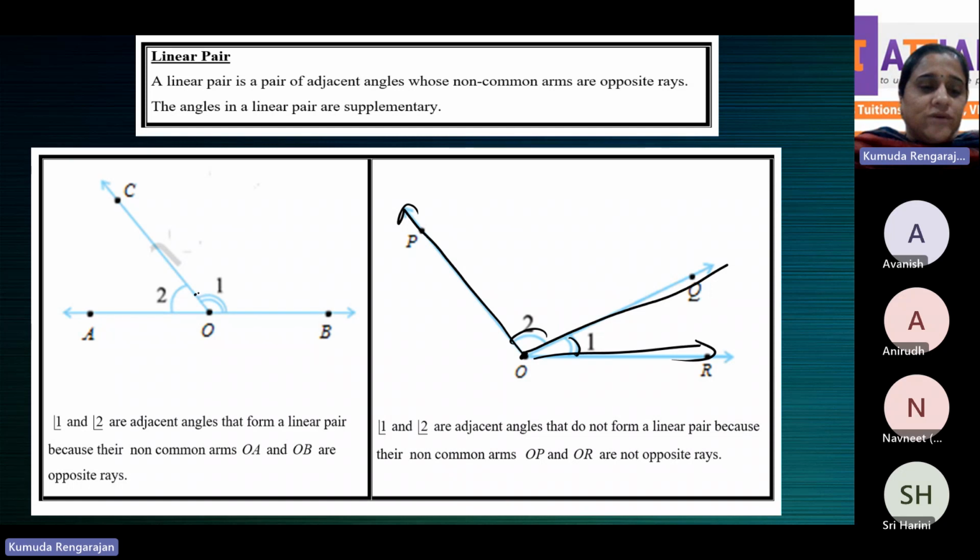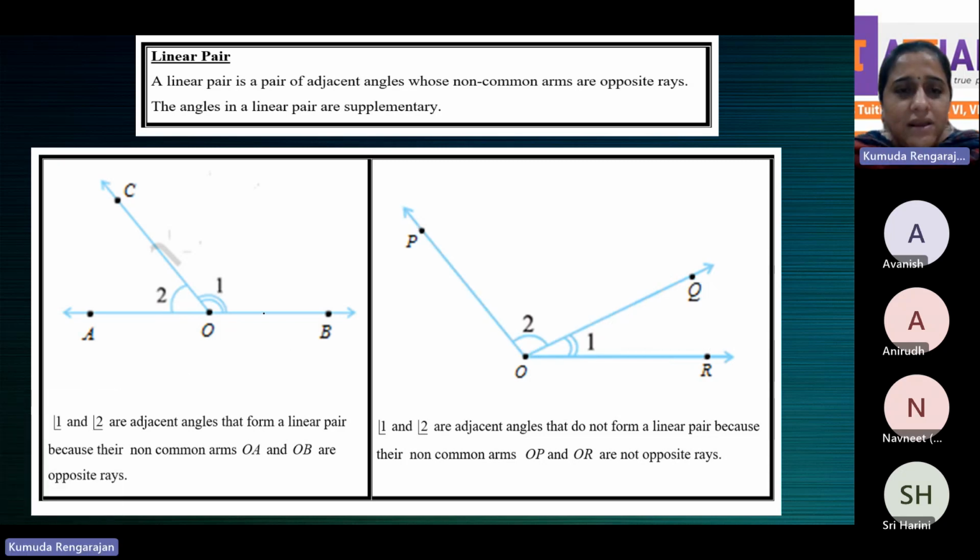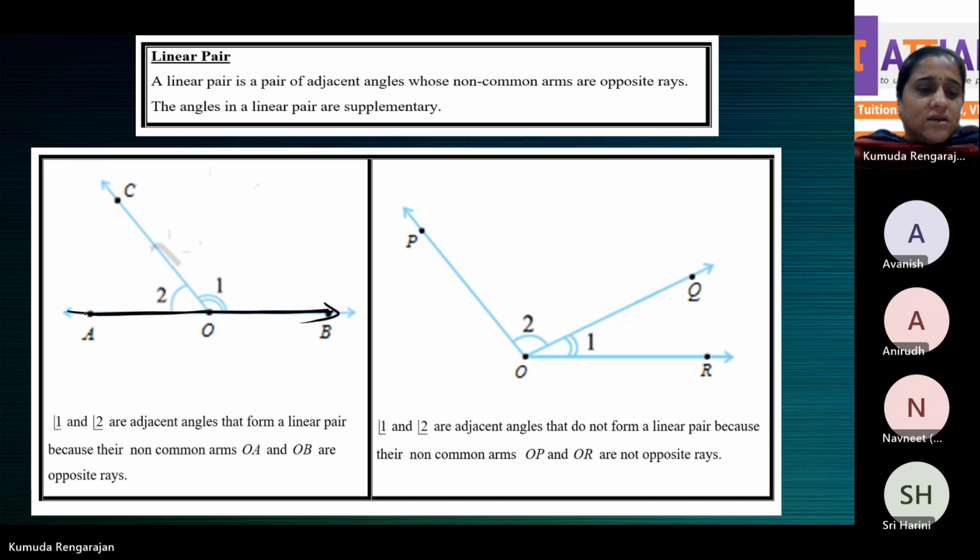And if two adjacent angles form a linear pair, they are supplementary. So see here in the first figure, angle 1 plus angle 2 is equal to 180 degrees. Because if it is a linear pair, then the sum of the two angles is equal to 180 degrees. Because it's a straight line. The non-common arms are going in the opposite direction, so it will make a straight angle, 180 degrees.